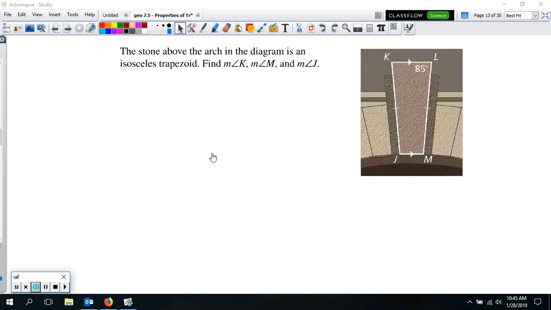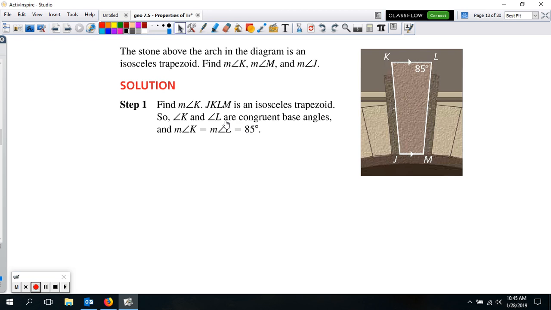Okay, so here's a quick one from the book. It says the stone above the arch in the diagram is an isosceles trapezoid. Find the measure of K and M and J. It gives us L is 85 here. Because of isosceles, we know that these are going to be congruent up on top. So K is going to have to be also 85 because of base angles. K is the same as L. That's the first thing to see.